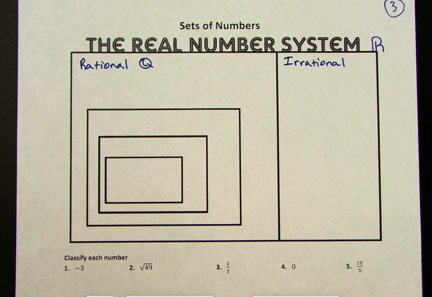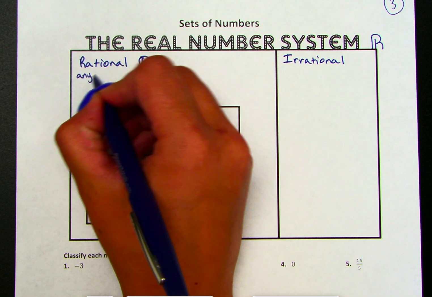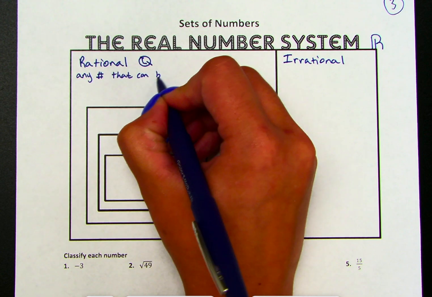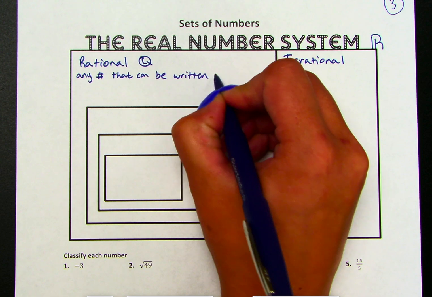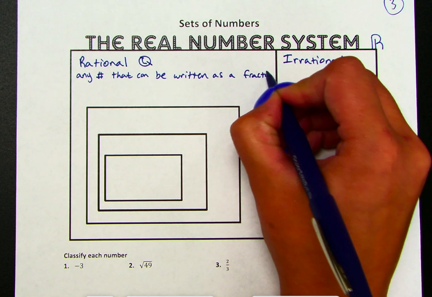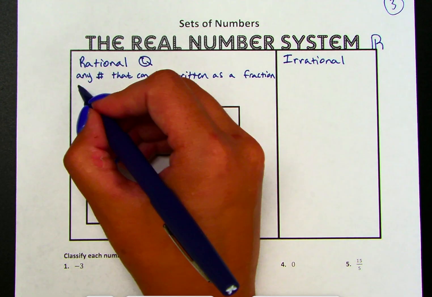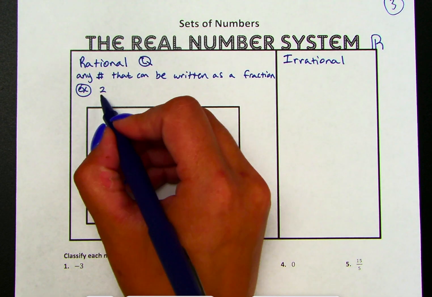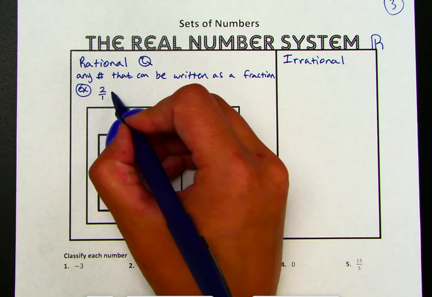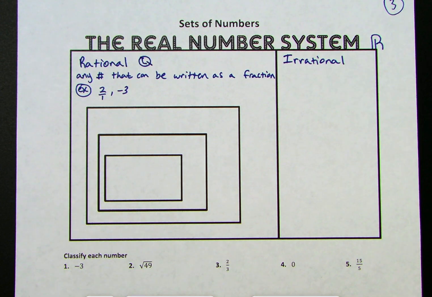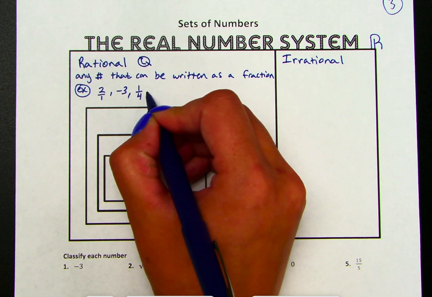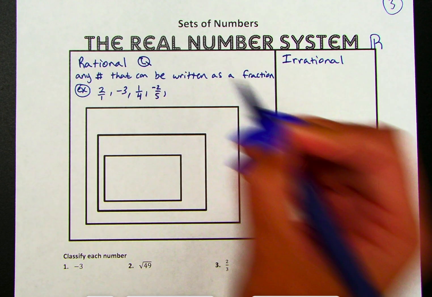Now, a rational number is anything that can be written as a fraction. For example, this would include any whole number. If I have 2, remember we can always put that over a 1 to make it into a fraction. Same thing with a negative, like -3, I can put that over 1 to make it a fraction. Fractions themselves, like 1/4 or -2/5, are rational numbers.